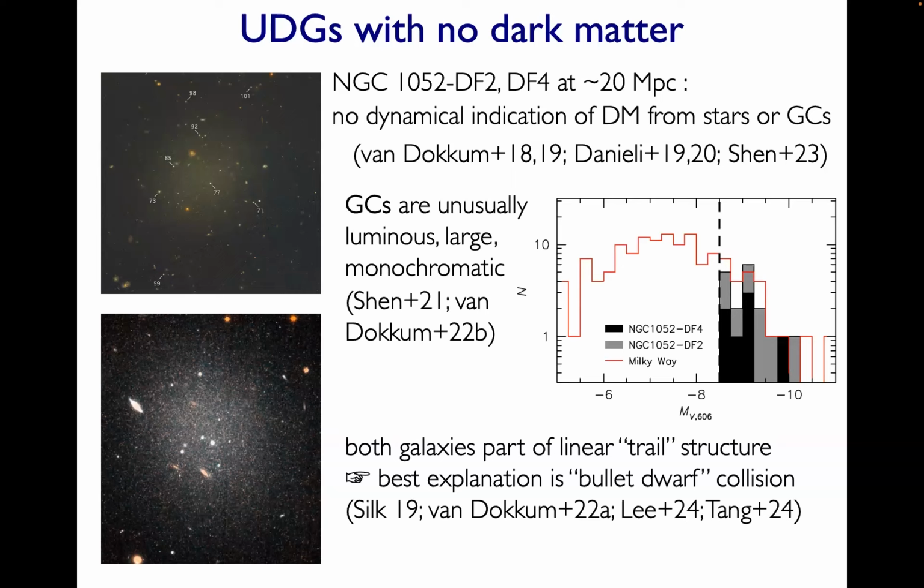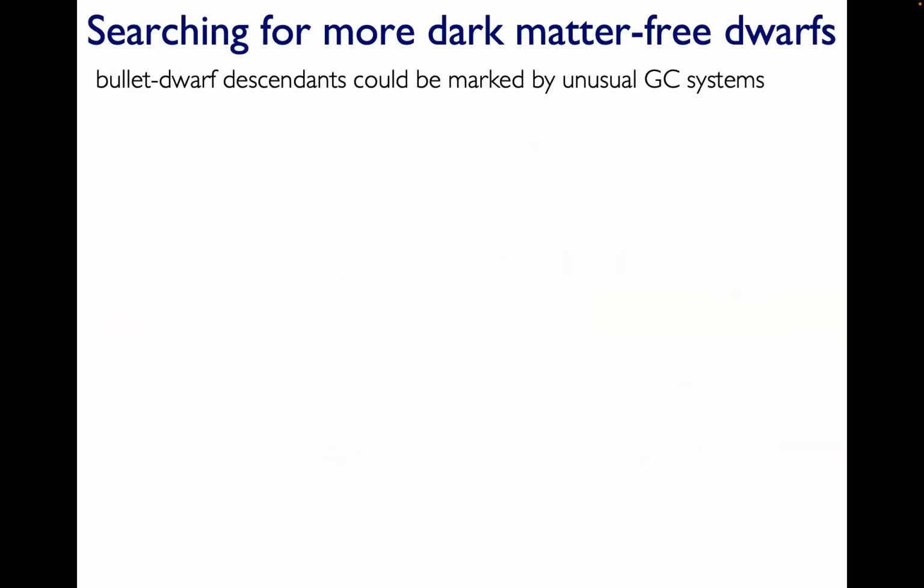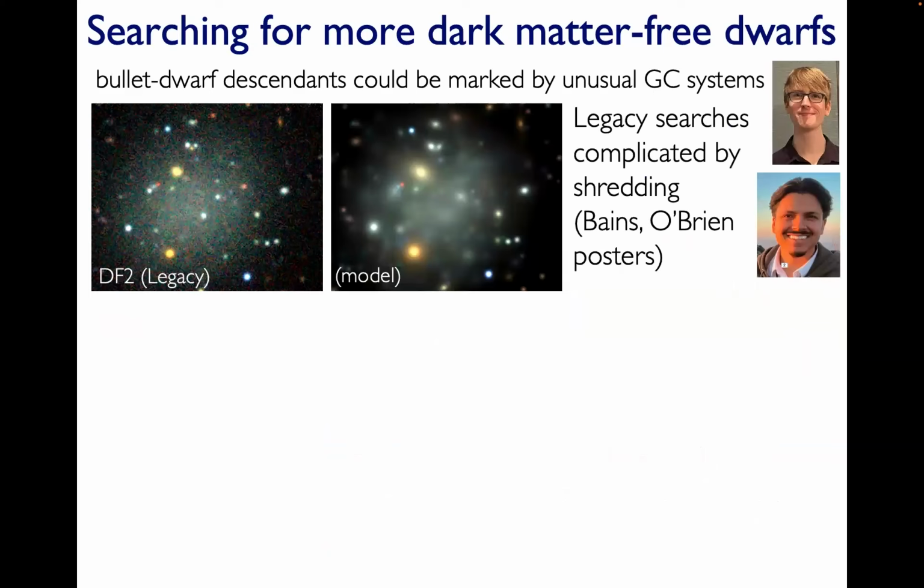So the question again is, we kind of found these by accident. There must be more of them. How do we find them? Our hypothesis is that if they're bullet dwarf collisions and these unusual globular clusters are a natural part of that, let's start looking for the globular clusters before we do the spectroscopic follow-up. As was mentioned regarding Legacy, these things are really bright and obvious in Legacy, but there's a shredding problem with the automated modeling. So you can't just go out and simply search for them.